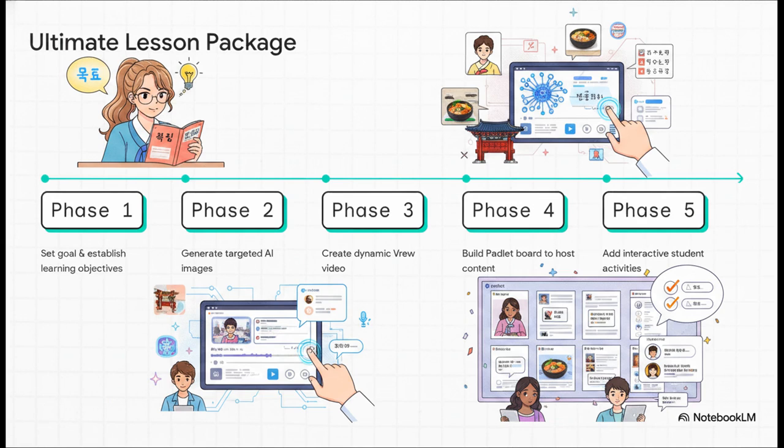You start by setting your clear learning goal. Then you use that masterful 3-part prompt formula to generate targeted AI images. Next, you drop those images into Vru, add your AI voices, and spin up a dynamic video. Then you take all of these awesome assets and populate them into a digital learning space, like a Padlet board. Finally, you wrap the whole thing in interactive student activities, like quizzes and discussion prompts. Just like that, you've built a world-class lesson in a fraction of the time it used to take.